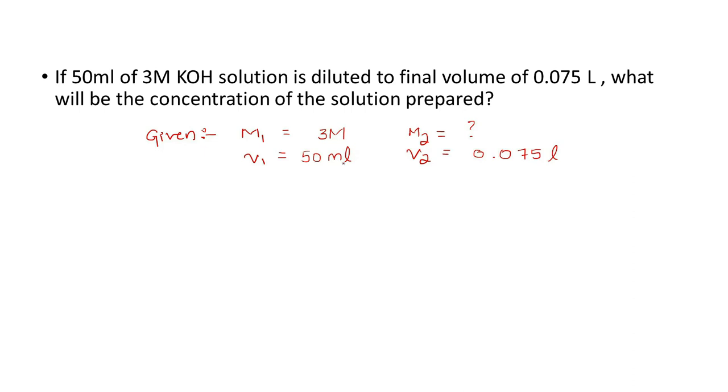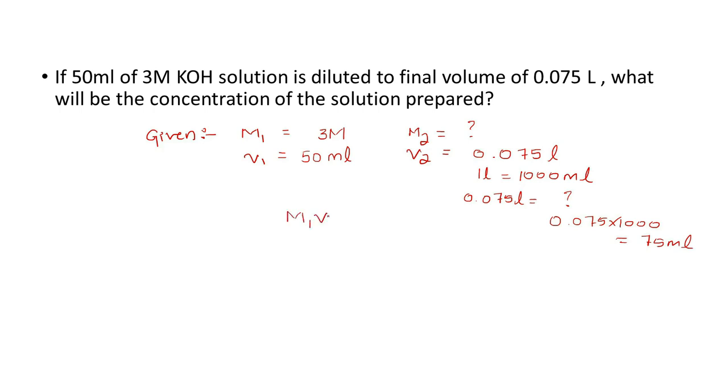Now let's check out the units of the values. M1 is given, M2 is not given, so we don't have a problem. V1 is in ml, but V2 is in liter. Convert one of the units into the other. So 1 liter is equal to 1000 ml. So 0.075 liter is how much? It is 0.075 into 1000, which gives you 75 ml. I hope you understood this.